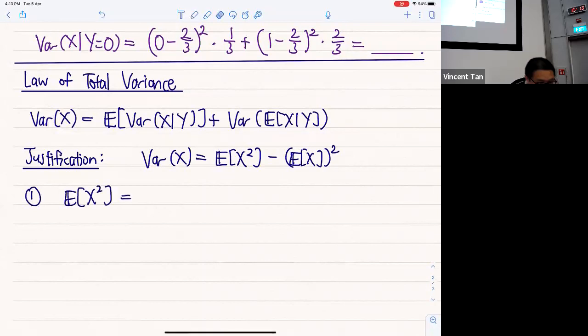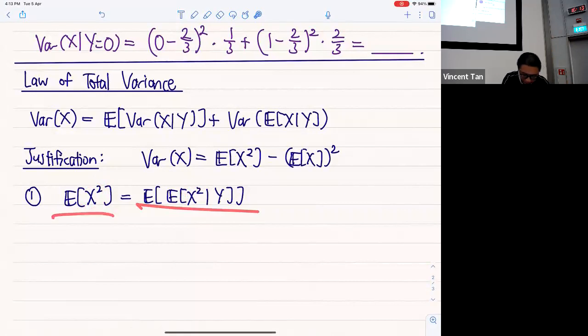Now, the second moment can be expressed by using the law of iterated expectations as the following. Now, the law of iterated expectations, you can put in any random variable you want here. So this is X squared. Any random variable you can put inside. So the law of total expectation or iterated expectations works as it is, whatever you want to put in. So I now put in X squared.